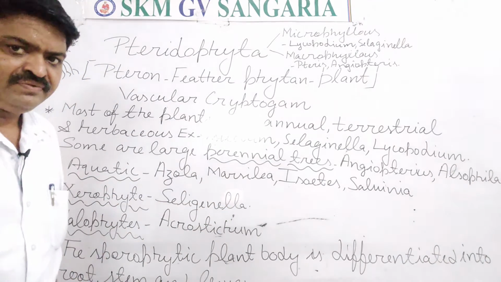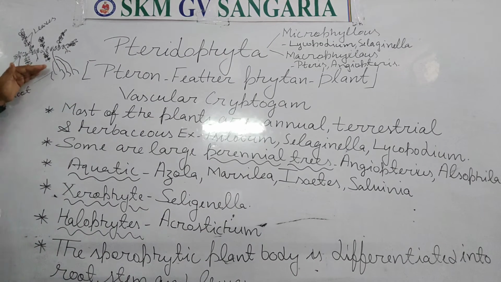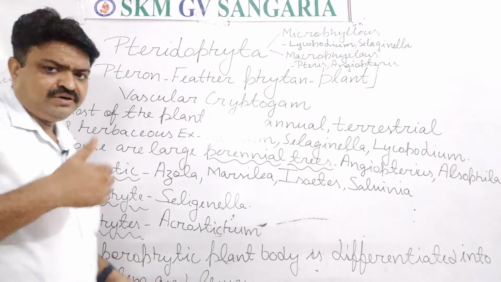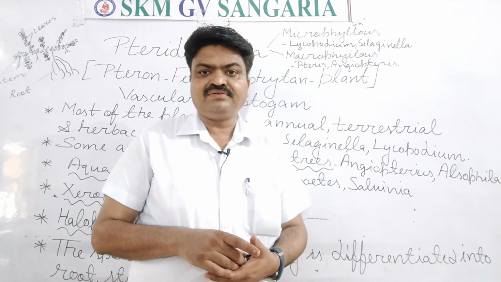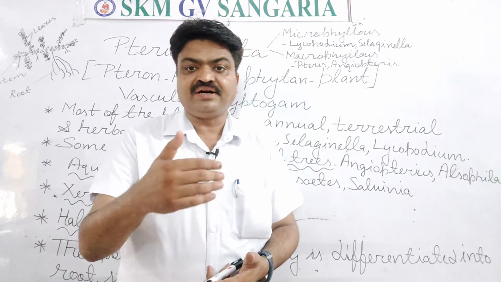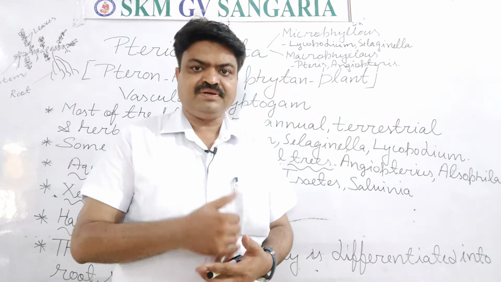I have drawn one diagram here. This diagram is of which plant? It is Selaginella. Which type of leaves does it have? It has small leaves. And why do they have small leaves? With the help of the small leaves, they lose less water in transpiration.